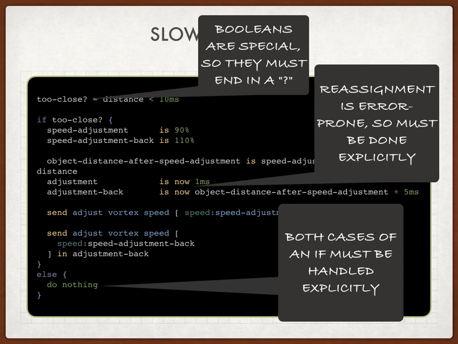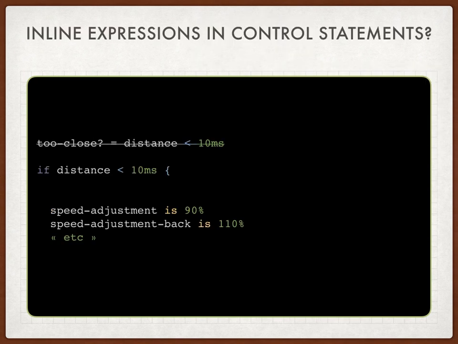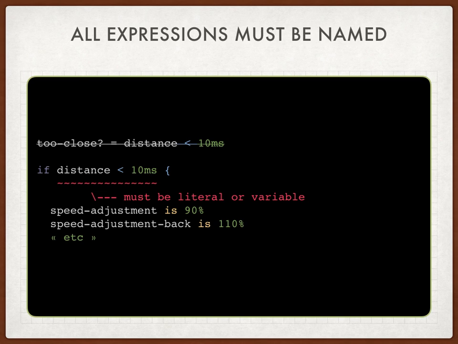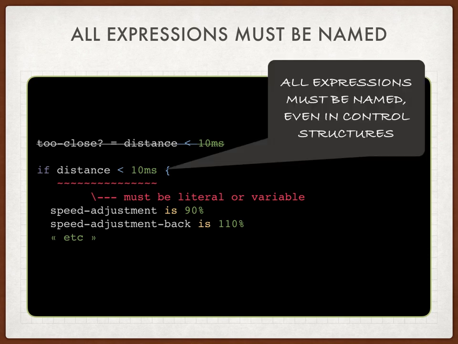So here's some features that you might think we could use that we don't have. So let's talk about expressions again. We do this all the time: if distance less than 10 milliseconds, right? Why can't we do that here? That is not allowed. If statements have to be a literal or a variable. Similar arguments about density that we talked about before.